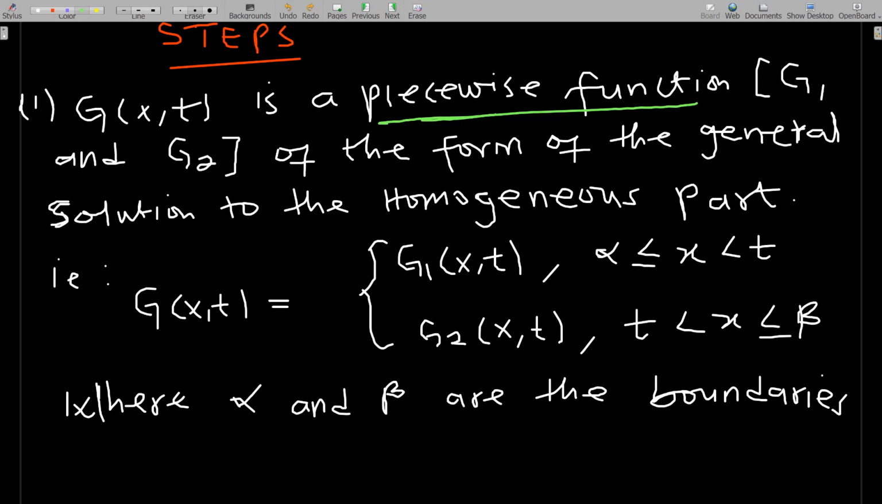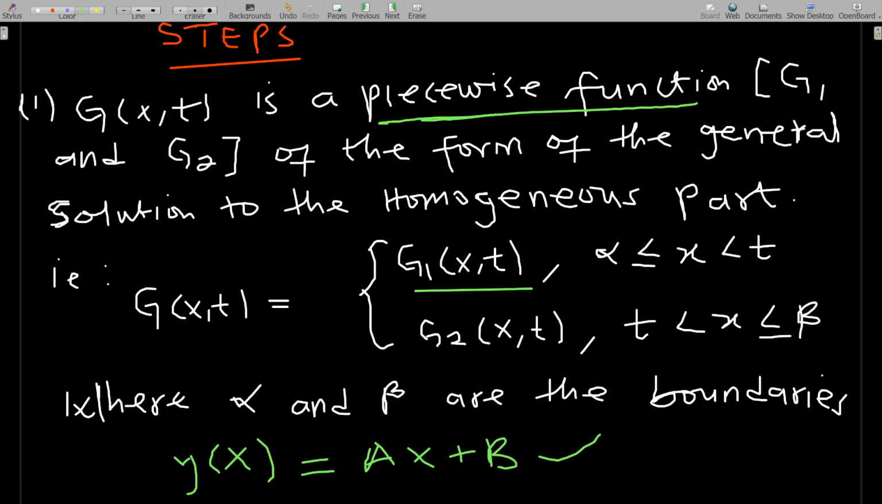It takes the form of the general solution to the homogeneous part of the BVP. So let's say I solve the BVP and I have the general solution to be y of x equals ax plus b, then it means that g1 will be a1x plus b1, and g2 of x will be a2x plus b2. I mean, all of them will take this form. Okay, I hope you get this. So this is what the first step says.